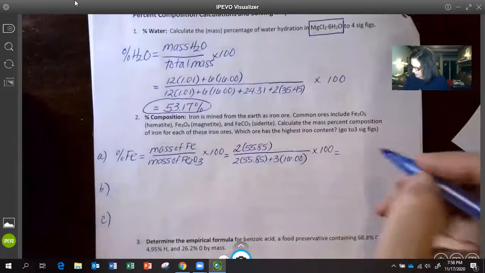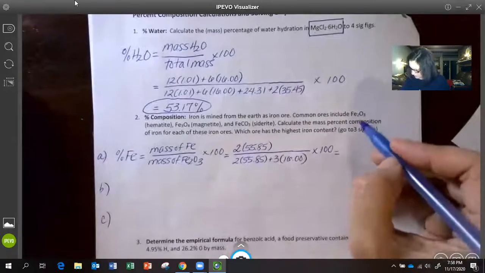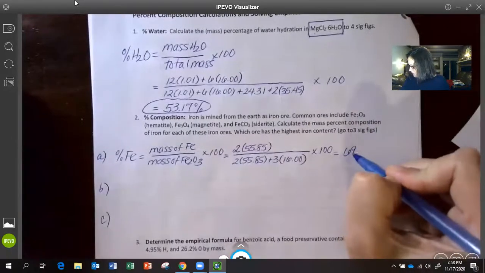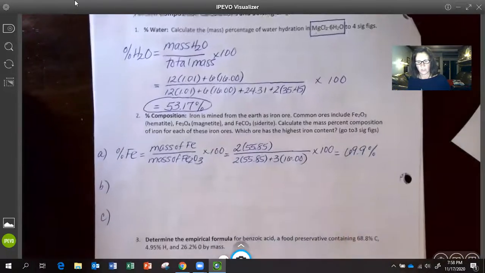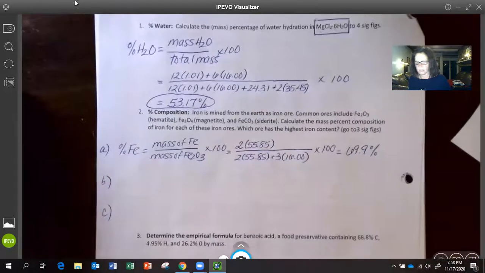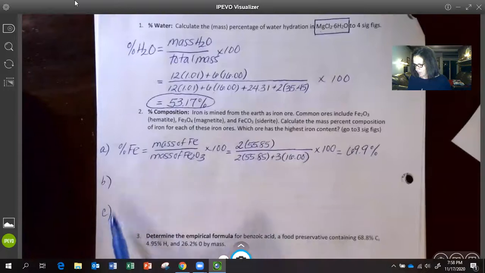Okay, and then if you've done that on your calculator to 3 sig figs, I have 69.9% iron. All right, so check that against your calculations. And then you can carry out B and C, and you can pick the one that has the highest iron content from those. And this answer also will be posted on Schoology for you.